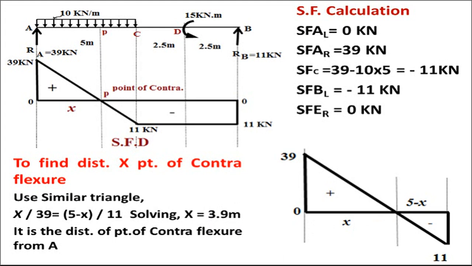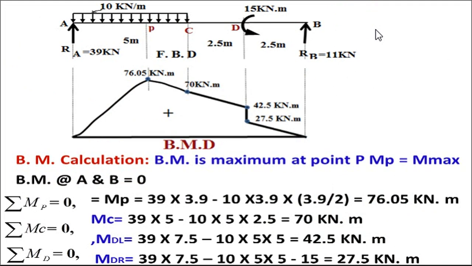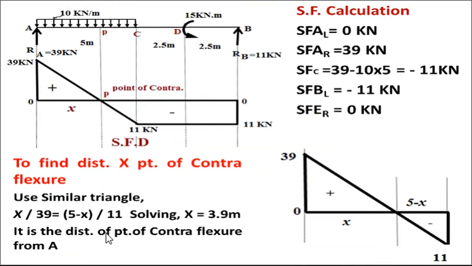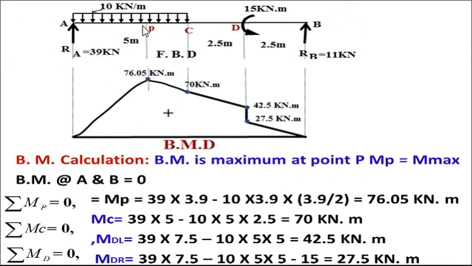Now to draw bending moment diagram, first of all, you show the reaction here 39, reaction here 11, and point of contrafracture P. What is that P distance? So here P is 3.9 meter. At 3.9 meter, you must show the point of contrafracture. So distance from P to A is 3.9. Where bending moment is maximum, you can see, because here shear force is 0.